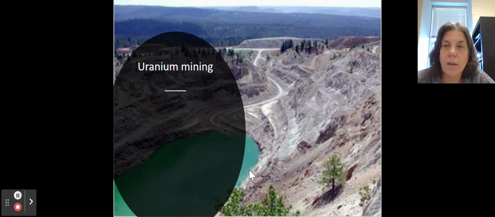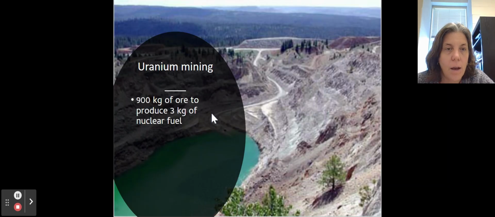Okay, how do we get uranium? We have all these fuel pellets, and the core of the reactor is made of uranium pellets. What do we do? We have to mine it from somewhere. So here we go back to mining again. It takes 900 kilograms of ore to produce only 3 kilograms of nuclear fuel.